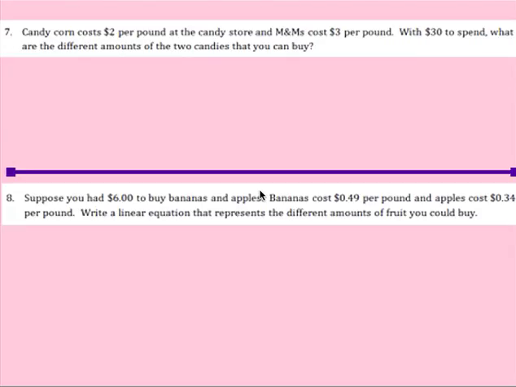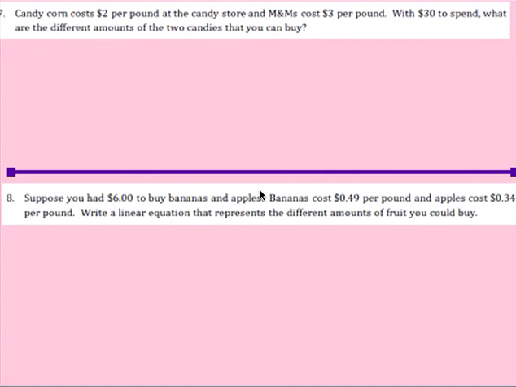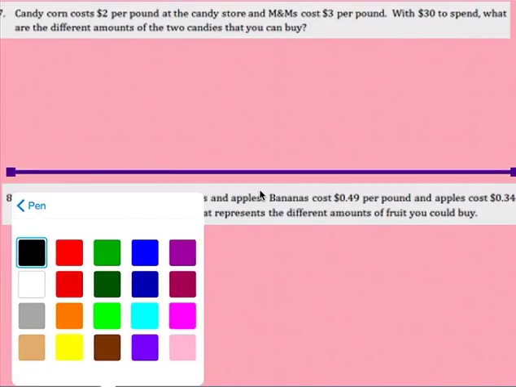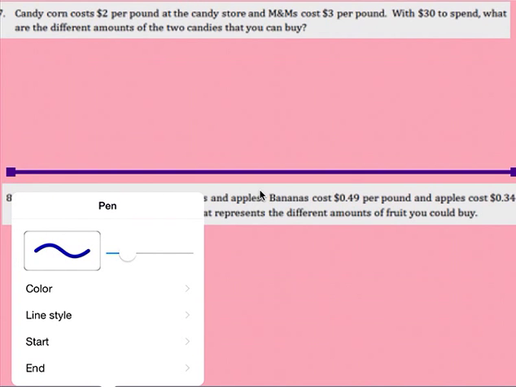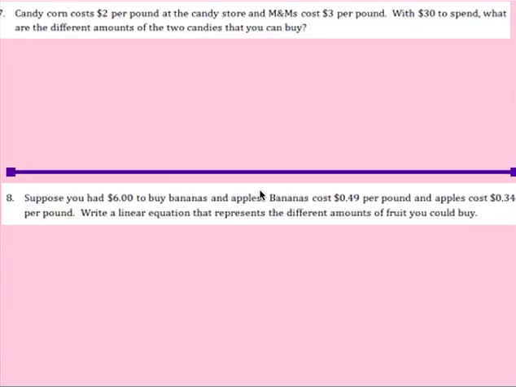So let's take a look at number 7, okay? Number 7 says candy corn costs $2 per pound at the candy store and M&Ms cost $3 per pound. With $30 to spend, what are the different amounts of candies that you can buy? So this is going to have to be represented, again, by a linear equation. This is, again, where standard form is going to come in really handy. So I'm going to let X represent candy corn and Y represent M&Ms.